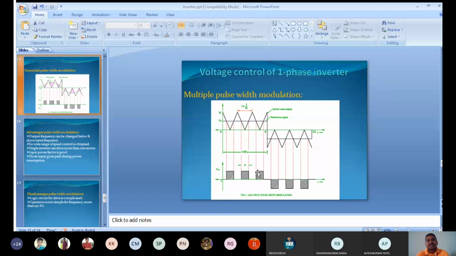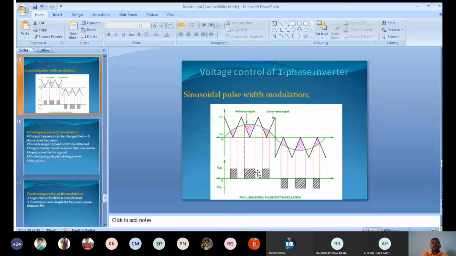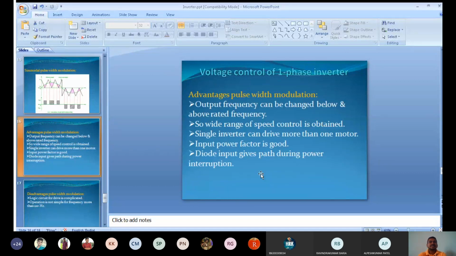Whereas in the sinusoidal pulse width modulation technique, the sine wave is compared with the carrier signal. The sine wave has a variable value at each and every point, so whatever pulses we are getting have different widths. So these are the voltage control methods of a single phase inverter.